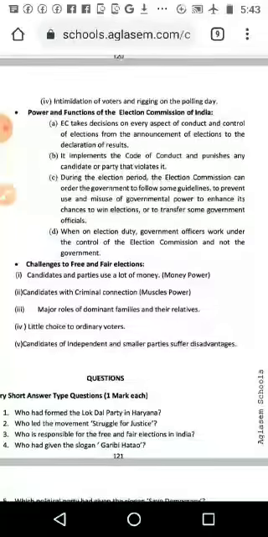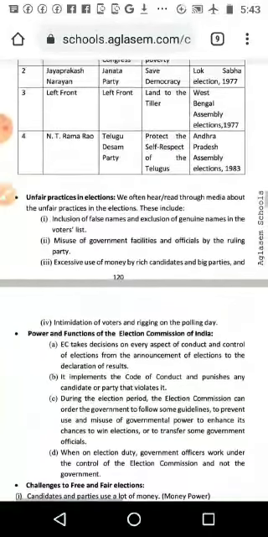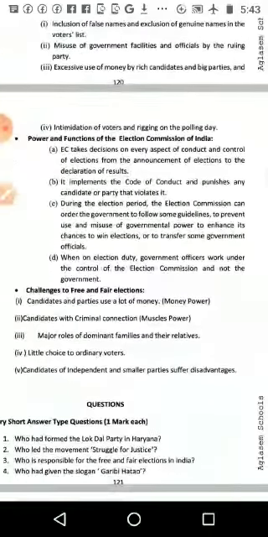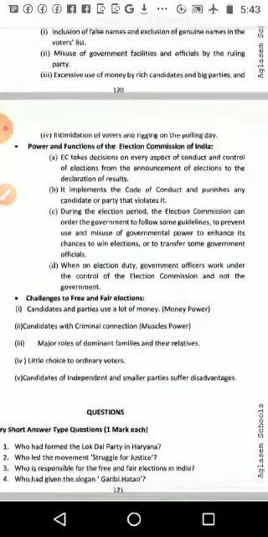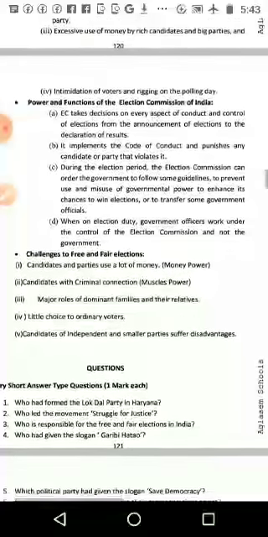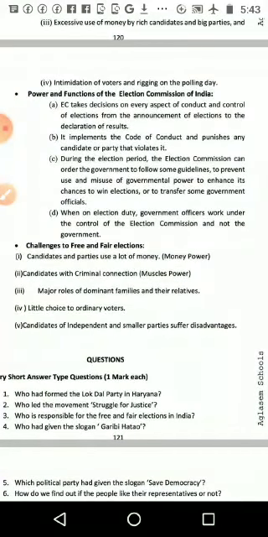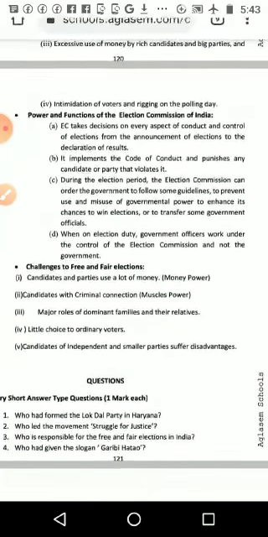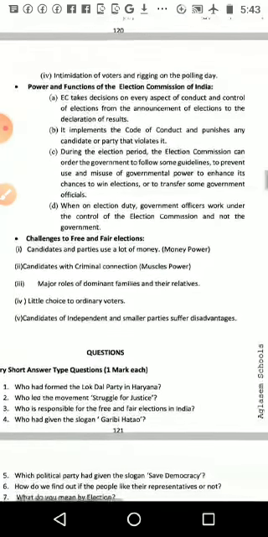They are making the code of conduct. We already have seen what the code of conduct is. They are implementing the code of conduct from the time they announce the election up to the declaration of result. If somebody is violating it, then they punish them. Debarring for 5 years, 10 years, like that. Many types of punishment they give to the candidates as well as to the parties.